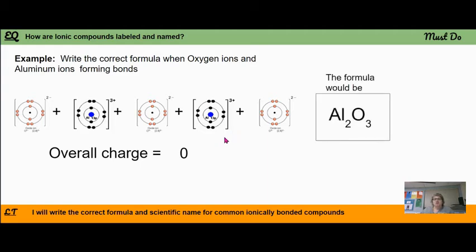Okay? Now to write that formula, remember we start with the metal. So our metal was aluminum. So I'm going to put aluminum, and there are 2 of them. 1, 2. And so I put a 2 as a subscript because there are 2 aluminum ions. The second letter is O, and there are 3 of them. My subscript is 3. So I have aluminum 2, oxygen 3.